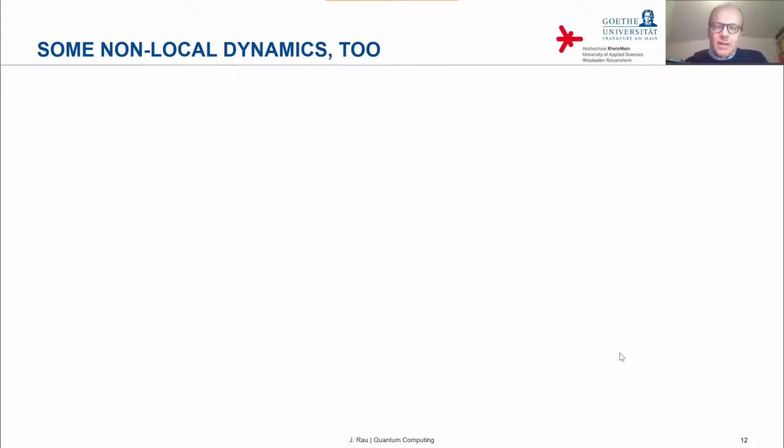I want to show you that the efficient simulation of quantum dynamics is not limited to local dynamics. I showed you on the previous slide that if the dynamics is local, then it's always possible, but it's not limited to local dynamics.